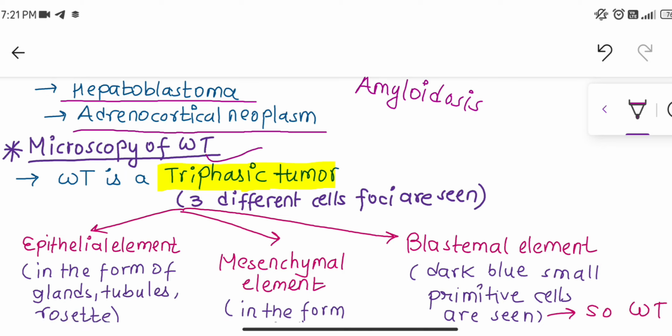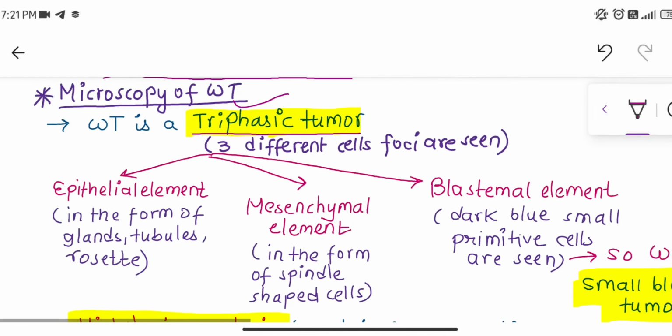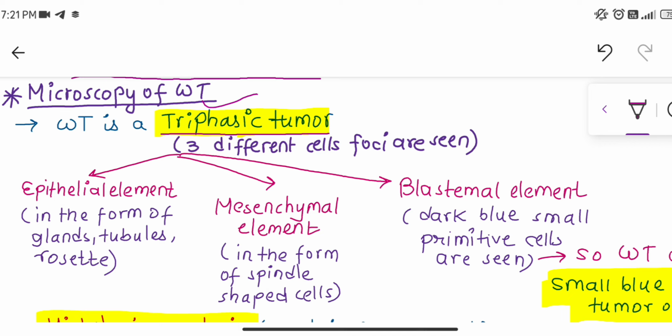Now what is the microscopic feature of Wilms tumor? Wilms tumor is a triphasic tumor. Triphasic means it consists of three different classes of cells, three different foci of cells. So what are the three different kinds of cells? These come from the epithelial element, mesenchymal element, and blastemal element.